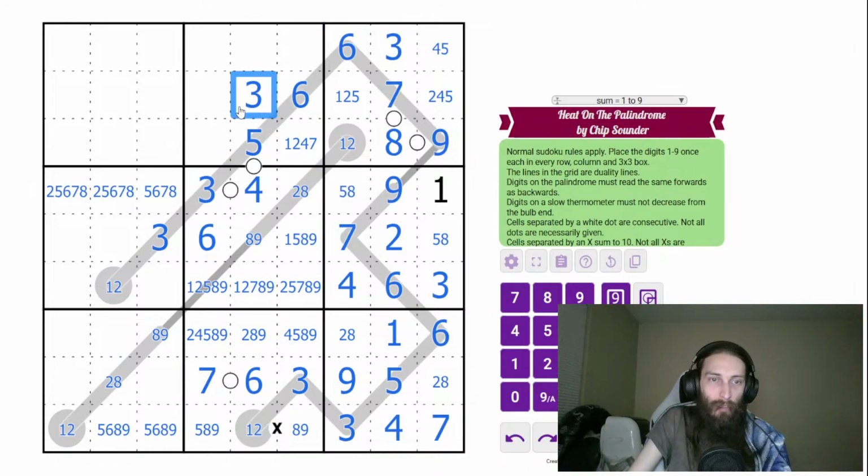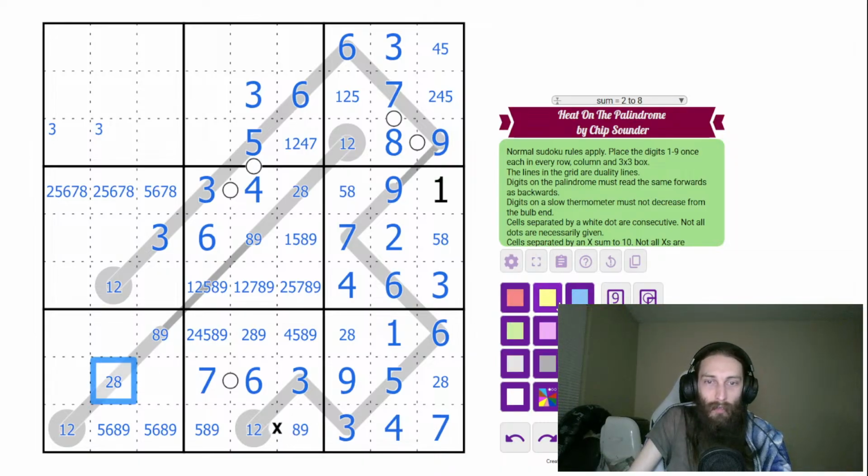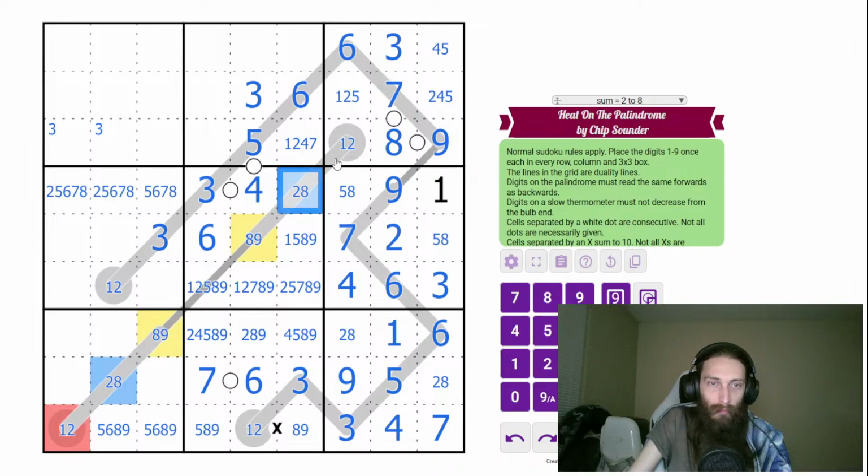Well, 3 in here has to go here, because you can't put it here for the reason of this. 3s is one of those two. Alright, well, red, blue, yellow, yellow, blue, red, and green.